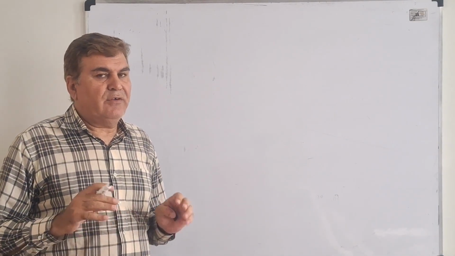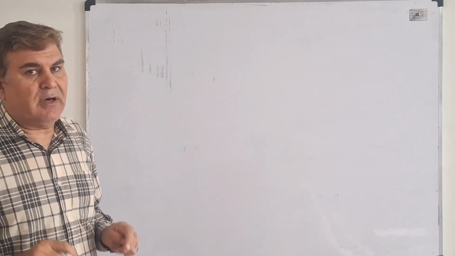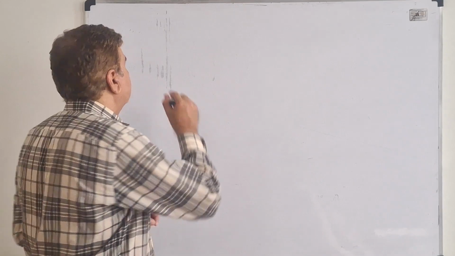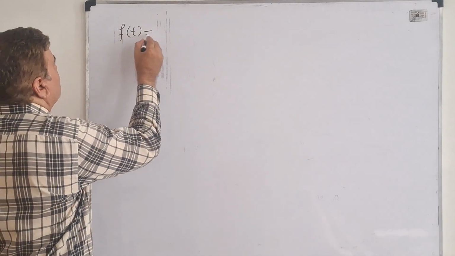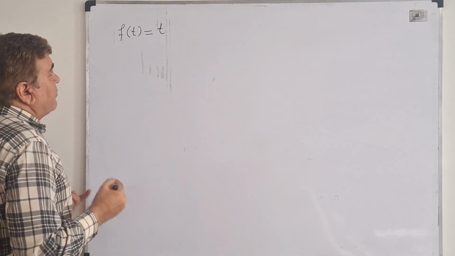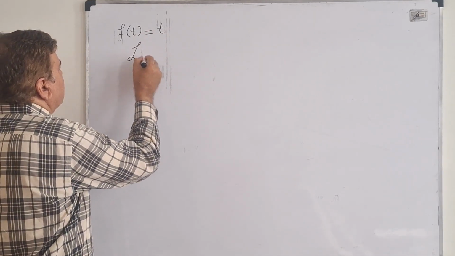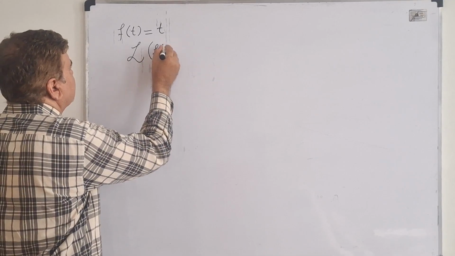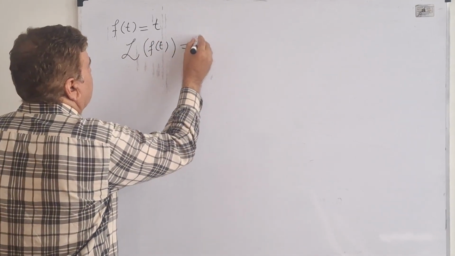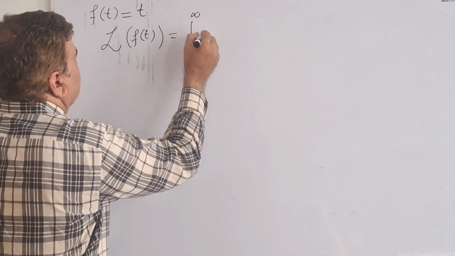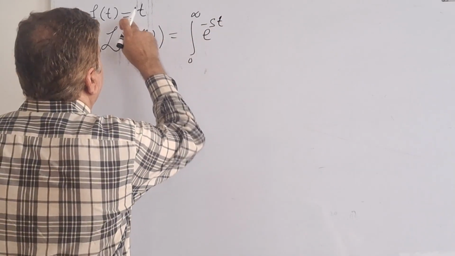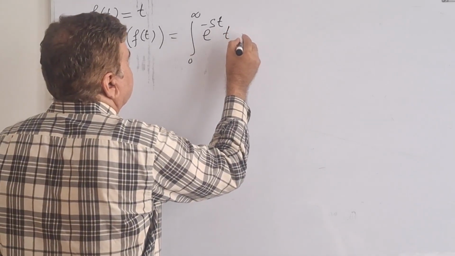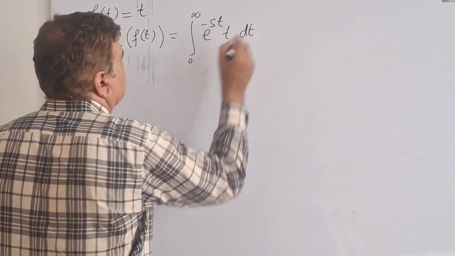In this video, I want to find the Laplace transform of a monomial linear function of the form f of t equals t. So from the definition of Laplace transform, the Laplace transform of this function is given by the integral from 0 to infinity of e to the minus st times the function f of t, which I write as t, and then dt.